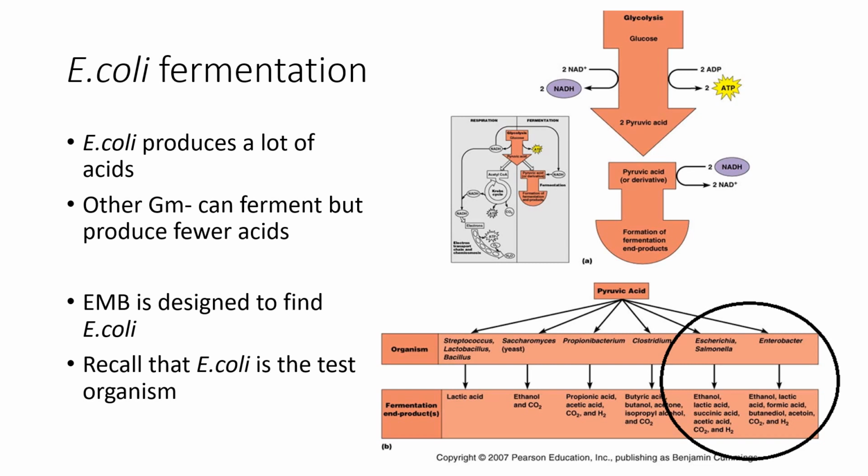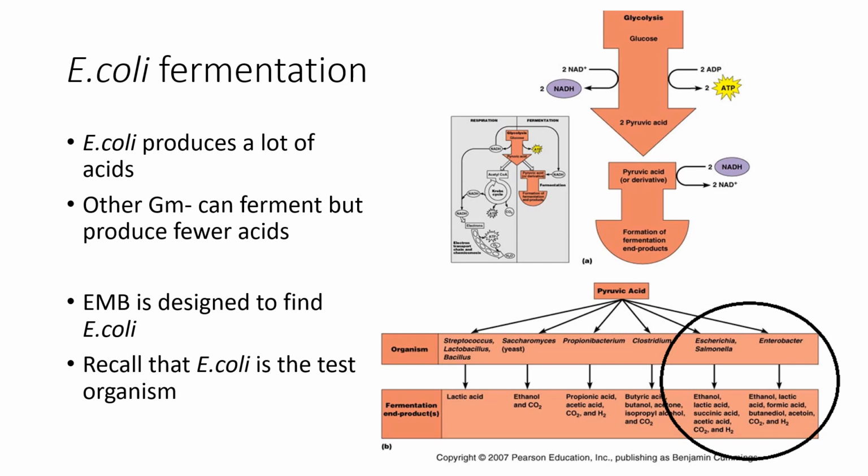Okay, so enterobacter makes ethanol just like E. coli does ethanol. That's not acidic. Lactic acid, okay, same lactic acid. Formic acid, okay, formic acid. Butanediol, acetone, these are not acidic. Those are not acidic end products. Carbon dioxide is not acidic, and neither is hydrogen gas. So E. coli makes way more acids than other gram-negative bacteria. So E. coli is going to produce a ton of acids.